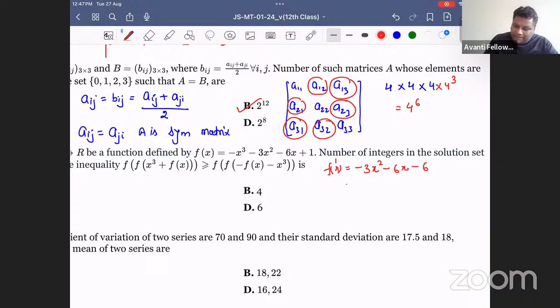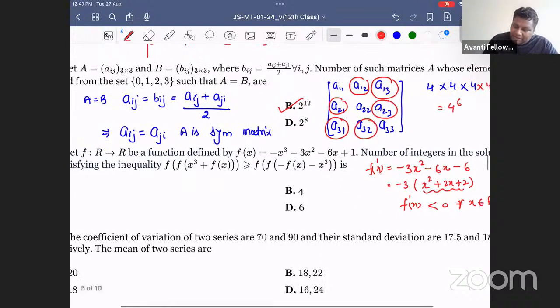That is minus 3 times x square plus 2x plus 2. Now its discriminant is negative. So this f dash x is always less than 0. Sorry, f dash x is less than 0 for every x belongs to R. If it is so, that means f is a decreasing function.